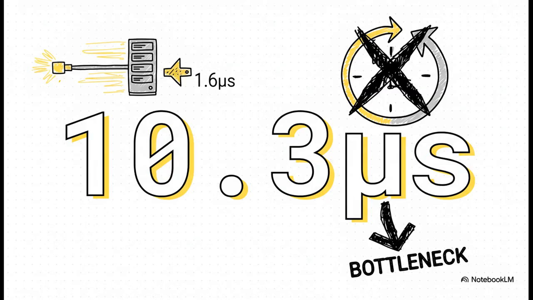And to put that number into perspective, check this out. Research from Huawei showed that the actual time to physically move data across a superfast data center network can be as little as 1.6 microseconds. So you're spending 5 to 7 times longer just waiting for the system to wake up than you are actually doing the work. That's a massive, unacceptable bottleneck.